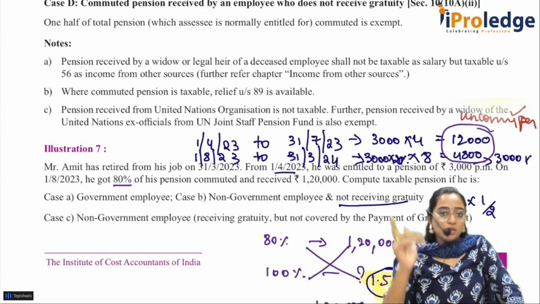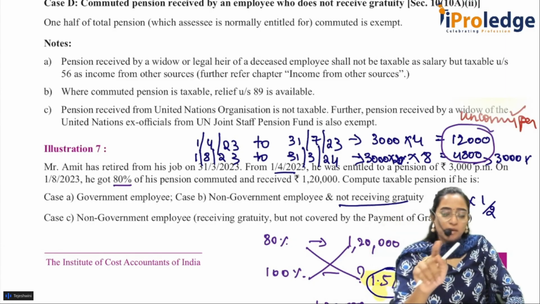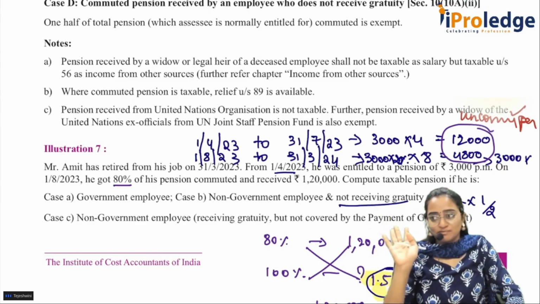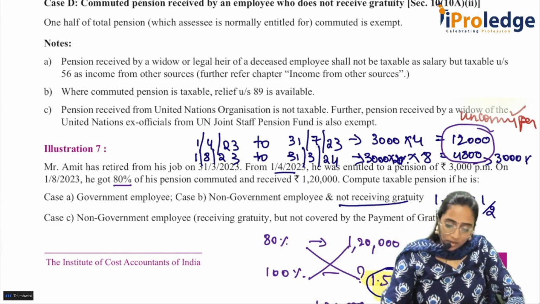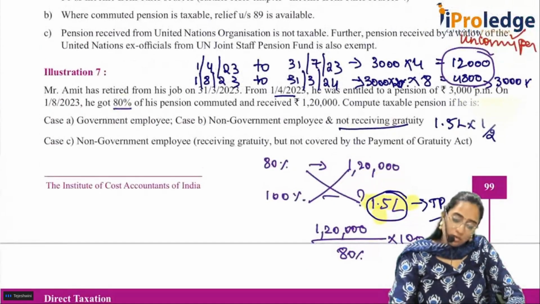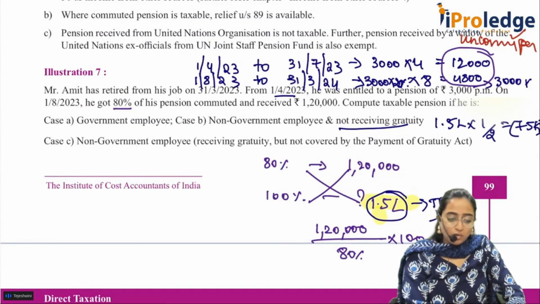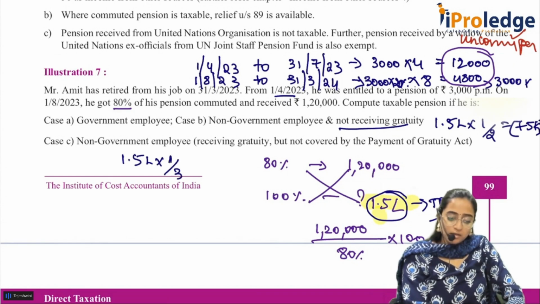You might say, ma'am, 3 is greater than 2, but 1 by 2 is greater than 1 by 3. Just don't go by the number, go by the process. 1 by 2 leads to 50% fraction. 1 by 3 leads to 33% fraction. Clear? Done. 1 by 2 into this one, how much is the exemption available? 75,000. Receiving gratuity, 1.5 lakh multiplied by 1 by 3. How much is it?